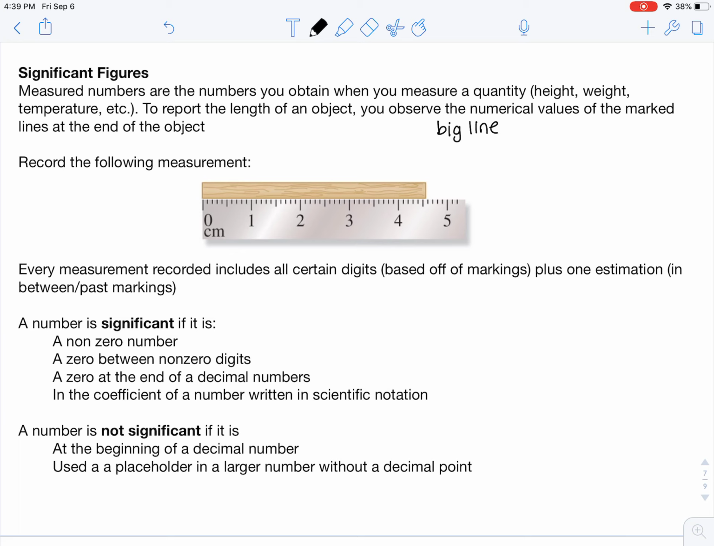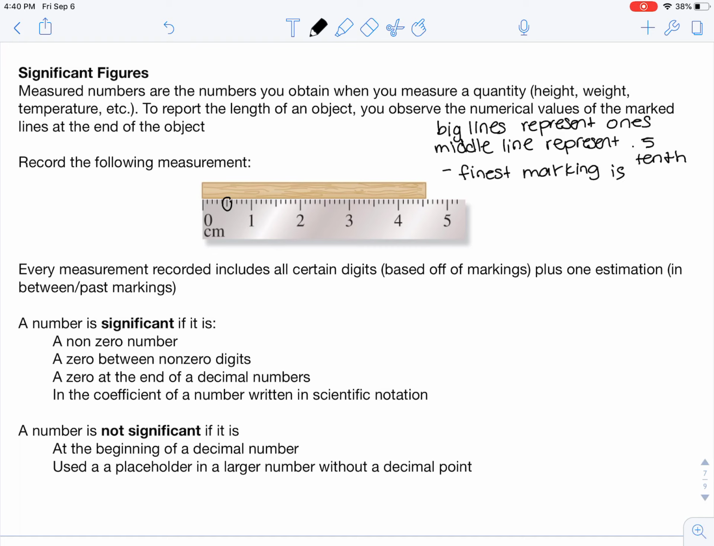Big lines represent one's place value. Then you have this middle line here that's not as long as the ones. That represents, if you count 1, 2, 3, 4, 5, so the middle line represents the 10th, because 0.5 is the 10th spot. Okay. Then you still have a smaller marking than that. So that means that your finest marking is to the 10th spot.